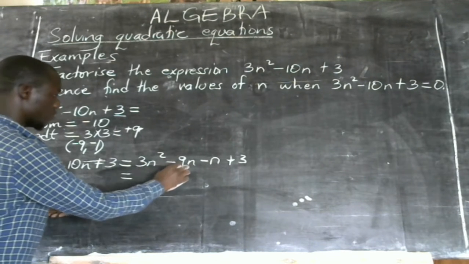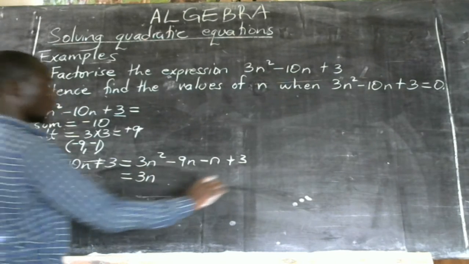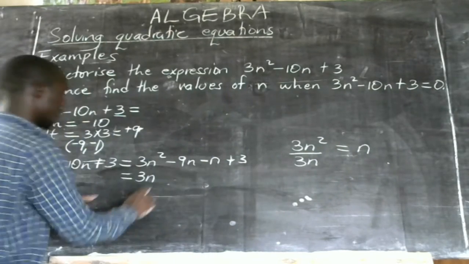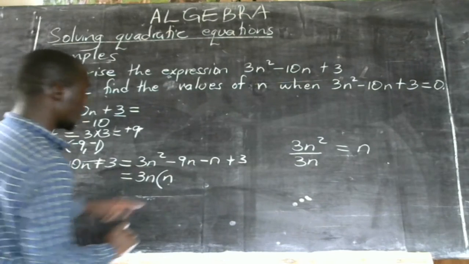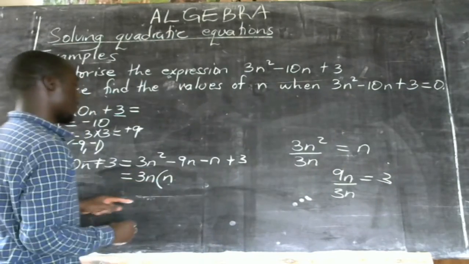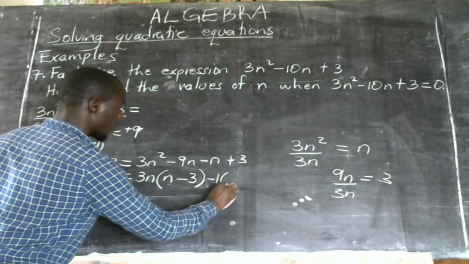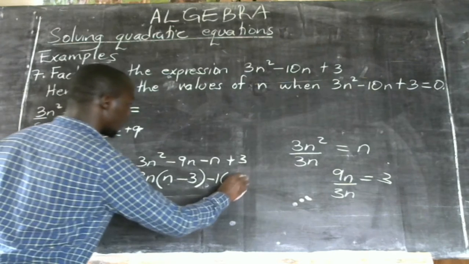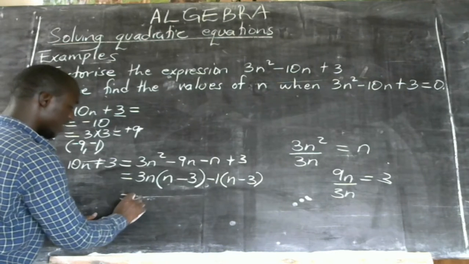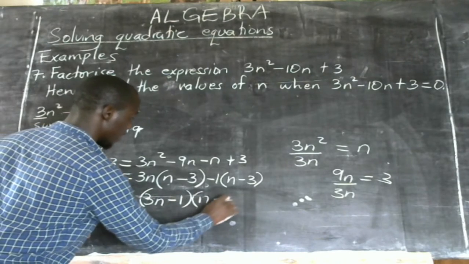Then factorizing two terms. Factorizing there, what is common is the 3n. So 3n squared divided by the 3n, you are left with n. Then 9n divided by 3n, you shall be left with a 3, minus a 3. Then when we come to these two terms, negative 1 is common, so that the n is positive and the 3 is a negative, and that is the same bracket here. Factorizing further, we are having 3n minus 1 into n minus 3.